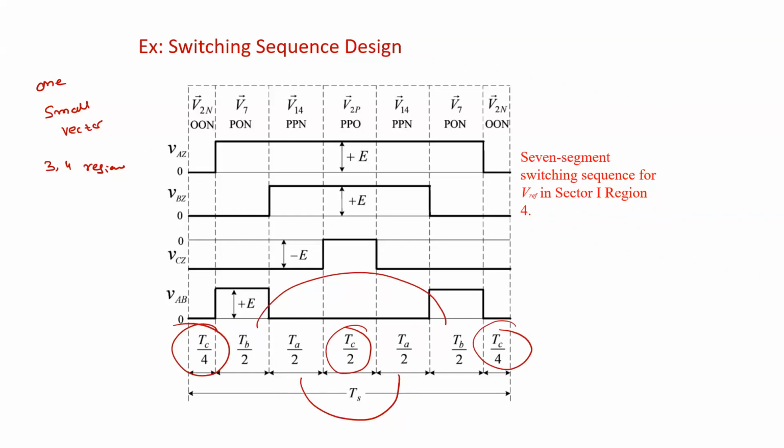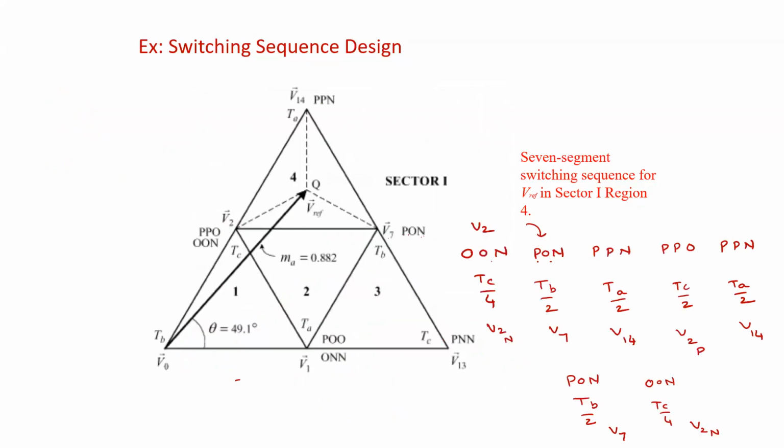So this entire thing is followed in sector 1, region 4. Similarly, the same kind of thing we can implement for region 3 also. If it is in region 3, for example, if we have one small vector, right? Okay, we have one small vector. So here also we can start with p type or n type small vectors. Understood? Okay.